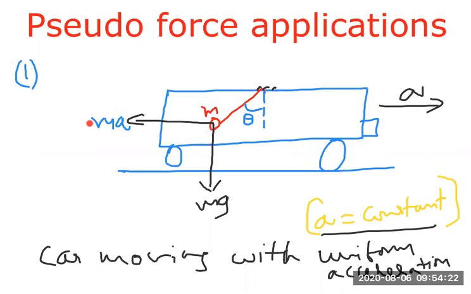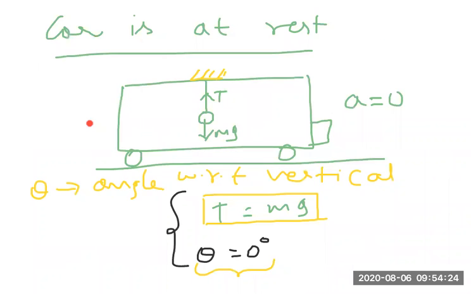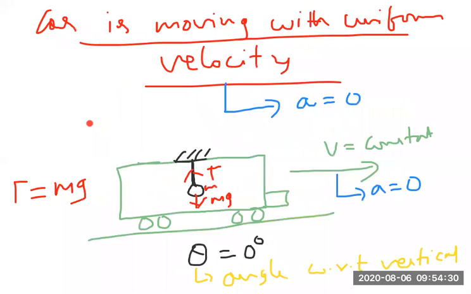But when it is moving with uniform velocity, there is no acceleration. No acceleration means what will happen? Either the car is at rest, with no acceleration, or the car is moving with uniform velocity, also with no acceleration. Then we can say the pendulum will remain in the same position as its initial position.